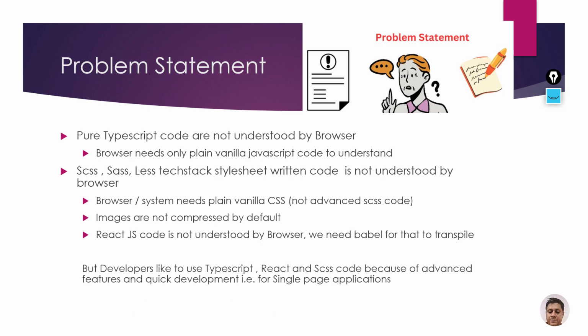Now developers like to use TypeScript, React.js, SCSS code because of advanced features. There are so many advanced features, single page application things, image compression, and let's say linting. For example, I want my developers to not put buggy code in Git. This is a very common use case. How will you do that? There are certain things you need to manually execute, like the ESLint command or TSLint command, TypeScript command.